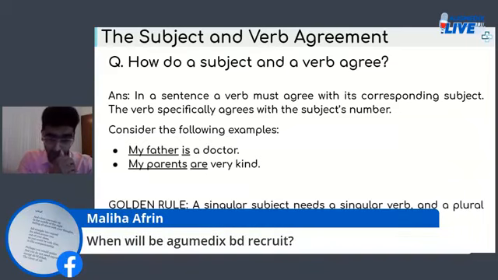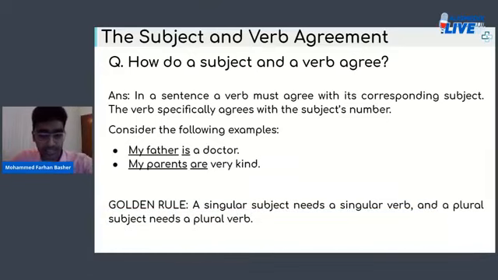Okay, Maliha Afreen has another question here. She's asking, when will the automatics recruiting? The more proper person to actually answer this question would be our HR. We do host recruitment sessions or online career info sessions every week. I think you can ask this question during one of those sessions. In that case, you will most likely get the most perfect answer.